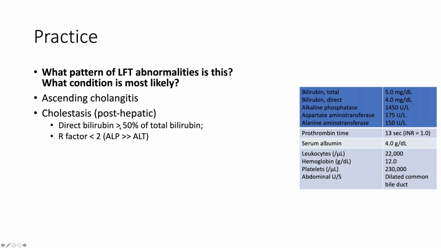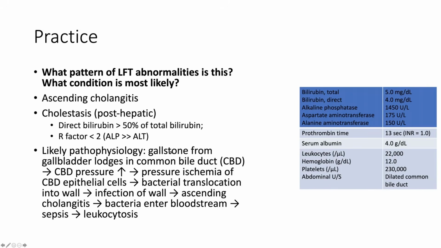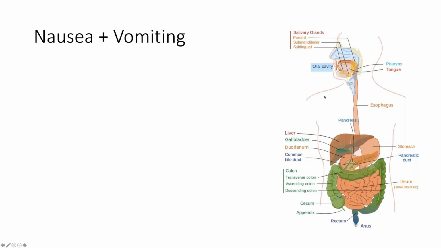So we talked about this. The pathophysiology, just to be very clear: you've got a gallstone from the gallbladder that lodges in the common bile duct. So the common bile duct pressure is going to increase, probably because of pressure ischemia. You'll have bacterial translocation, right? Because there's bacteria that's just present in the lumen, so they can infect the wall. And as they infect the wall, that infection can ascend. So that's how you get cholangitis. That's the basic idea. The bacteria can then easily enter the bloodstream, and that's why you can get such a profound leukocytosis. So this would be pretty scary, or potentially pretty severe.